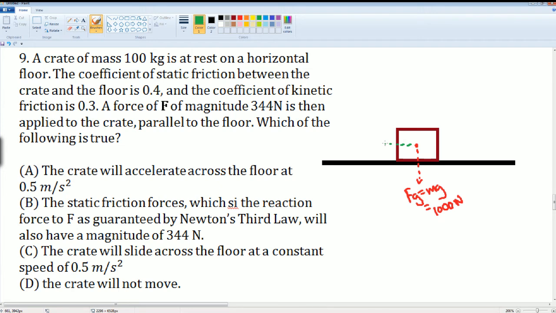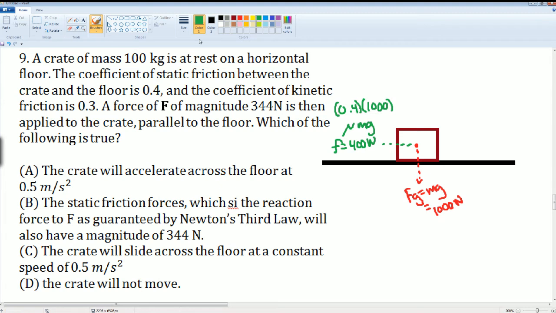So the force of friction will equal mu N, which is equal to mu mg, which is equal to 0.4 times, and mg was 1,000. Let me grab a calculator. 0.4 times 1,000, oh, 400. So the force of friction is equal to 400 newtons.